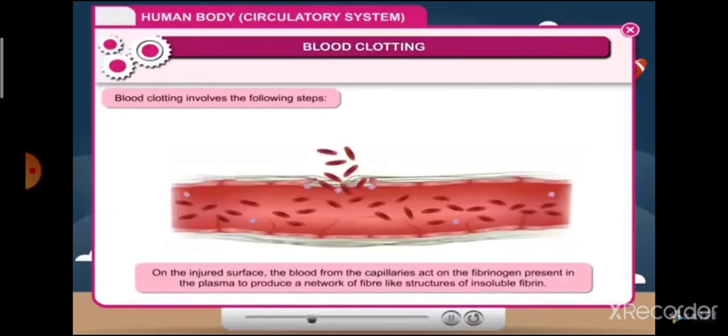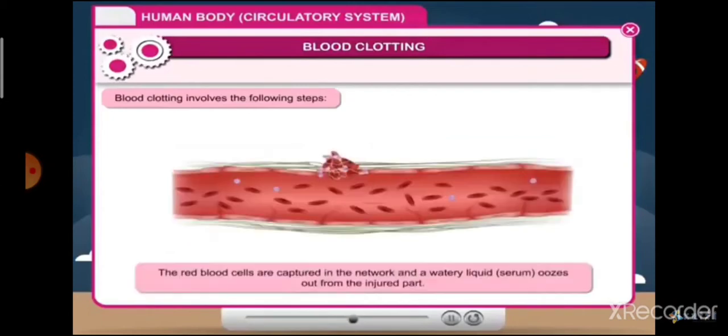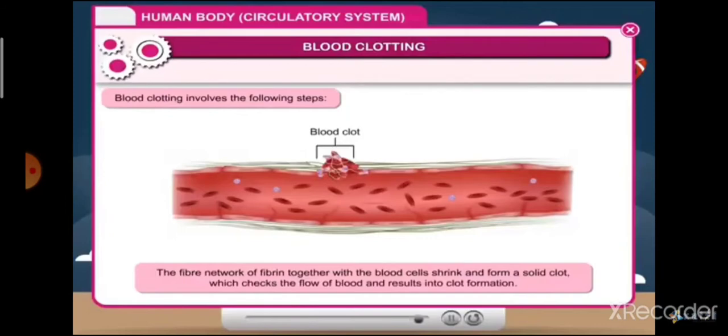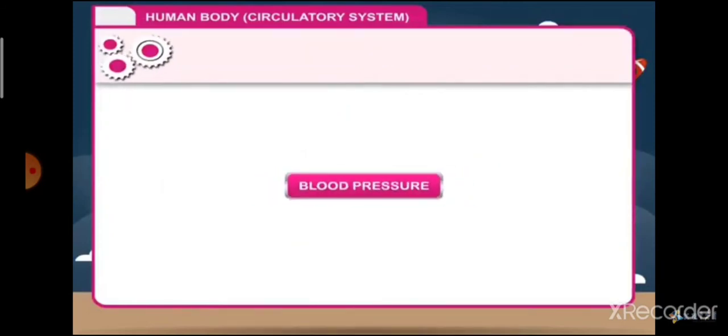1. On the injured surface, the blood from the capillaries acts on the fibrinogen present in the plasma to produce a network of fiber-like structures of insoluble fibrin. 2. The red blood cells are captured in the network and a watery liquid, serum, oozes out from the injured part. The fiber network of fibrin together with the blood cells shrinks and forms a solid clot, which checks the flow of blood and results in clot formation.